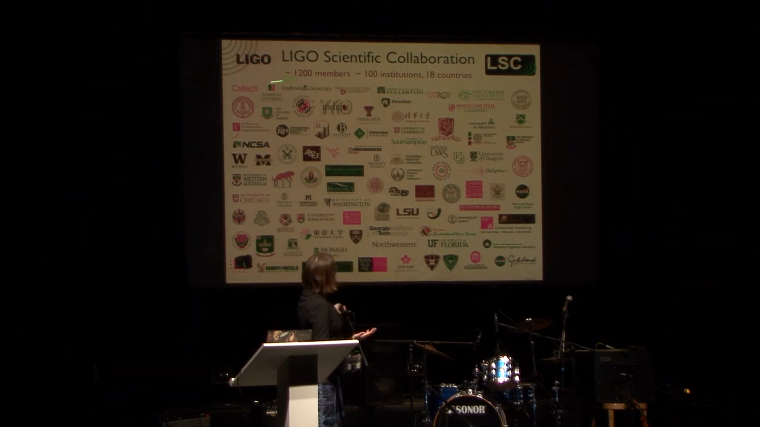So these are the logos from all the institutions in the LIGO Scientific Collaboration. There is somewhere in there the ULB logo as well, and I was trying to find it, and I got lost in the mix. I don't even know where my logo is. Oh, it's here. I made it big so that you can see it. So there's 1,200 of us, 100 institutions, 18 countries.